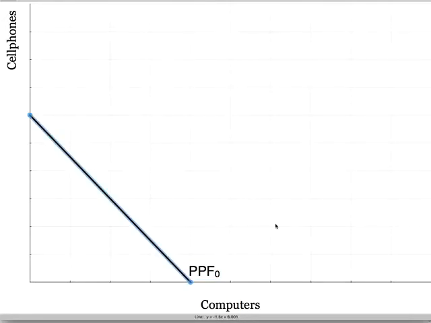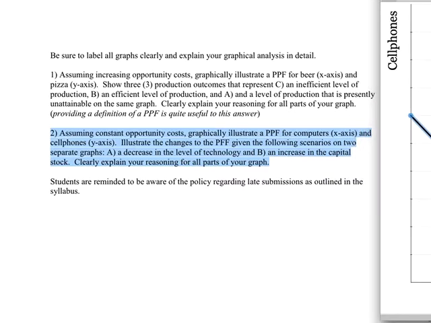This PPF exhibits constant opportunity cost because the slope of the production possibilities frontier is the opportunity cost. And since a straight line has constant slope, this straight line exhibits constant opportunity cost. So make sure you give an explanation as to what's the difference between increasing and constant opportunity costs and how that impacts the shape of the PPF. So again, I need to look back to see what I need to do here.